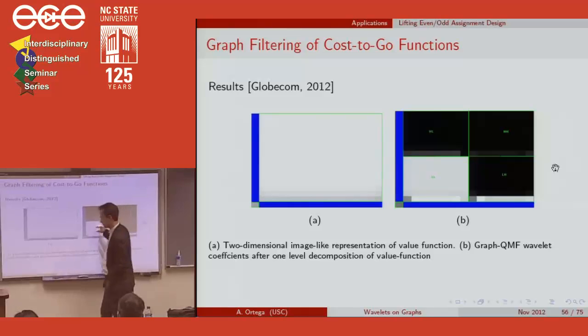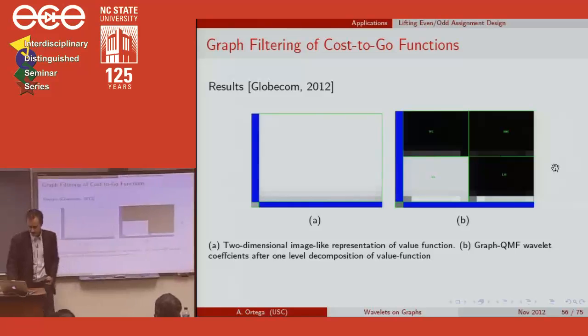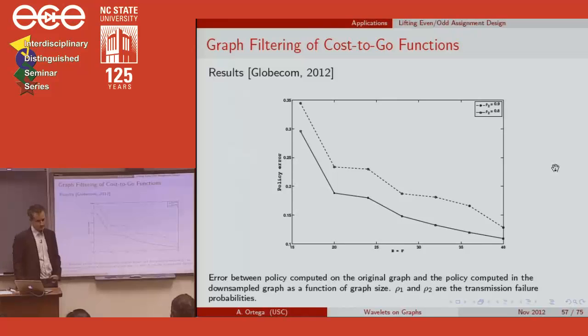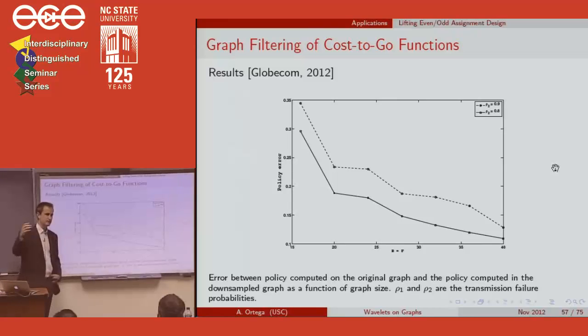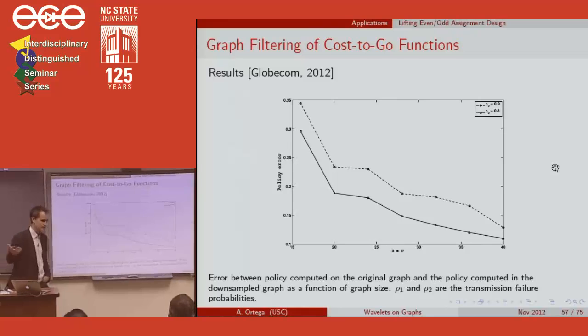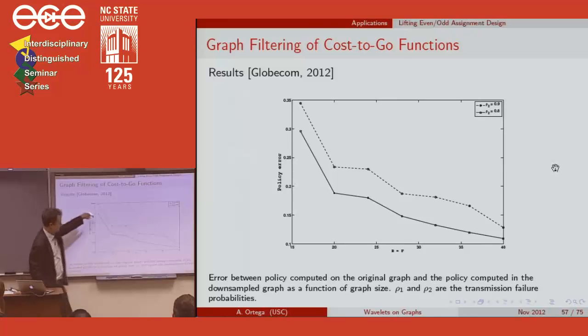Essentially what we do here is optimize policy based on the subsampled graph versus optimizing policy on the general graph, and this is the error between these two. Basically you can show that you can get a pretty reasonable estimate by first operating in a subsampled graph and then interpolating back to the original graph.